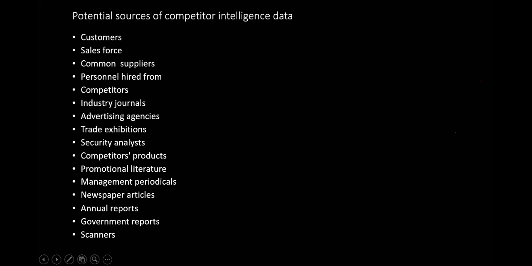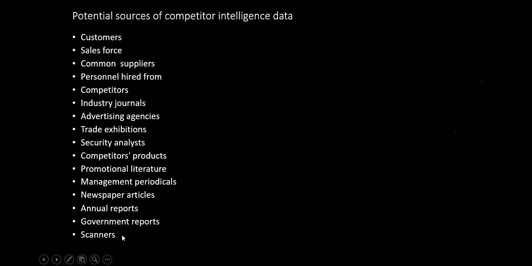Then the competitors themselves, industry journals, any publication, advertising agencies, trade exhibitions. Of course, a very good opportunity for you to collect information about competitors. Trade exhibitions, security analysis, competitors' product promotional literature, management periodicals, newspaper articles, annual reports, government reports, and scanners. Scanners means, in certain cases, a research report coming under it.